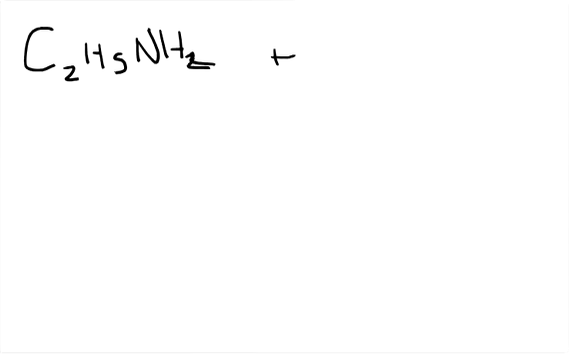This is a video showing you how to find the KB expression of a certain solution. In fact, of a reaction. So they tell us that we have ethylamine, which is written as C2H5NH2, and water, and they tell us to write the reaction and find the KB expression.